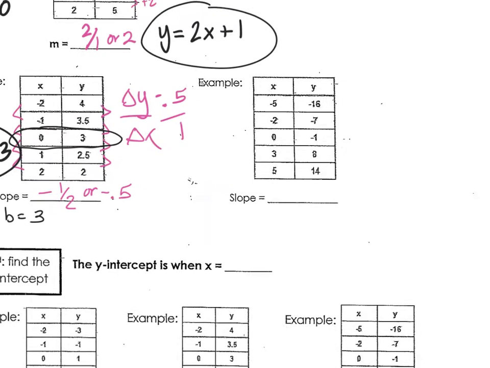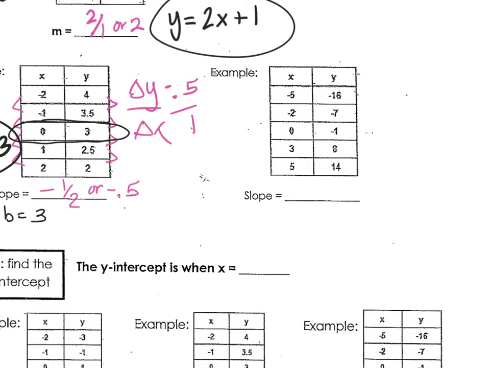Okay, next table. Same thing, change in y over the change in x. So we'll find our slope first. What's our change in y? And they may not all be the same, but we'll look at that. What's the difference between 14 and 8? 14 minus 8. What about -1 to positive 8?